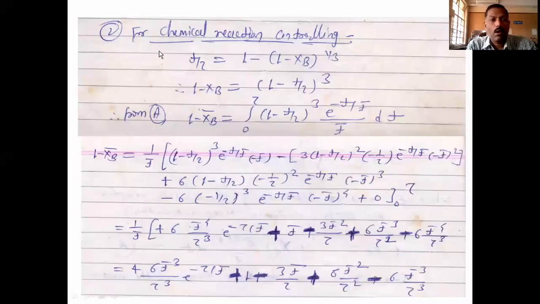Okay, and the second step is for chemical reaction controlling. For chemical reaction controlling, what is the relation between time and conversion? T upon tau is equal to 1 minus (1 minus xb) raised to 1/3. So this (1 minus xb) raised to 1/3 means 1 minus T upon tau. Okay, so for this 1 minus xb, apply equation 1 here.